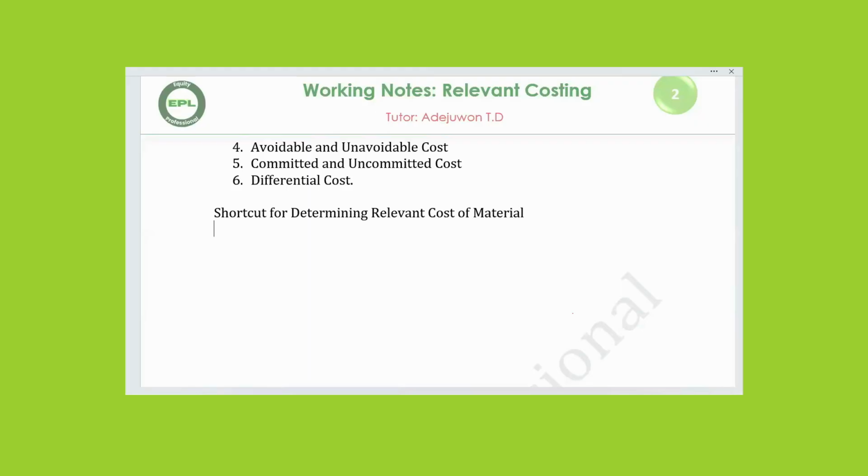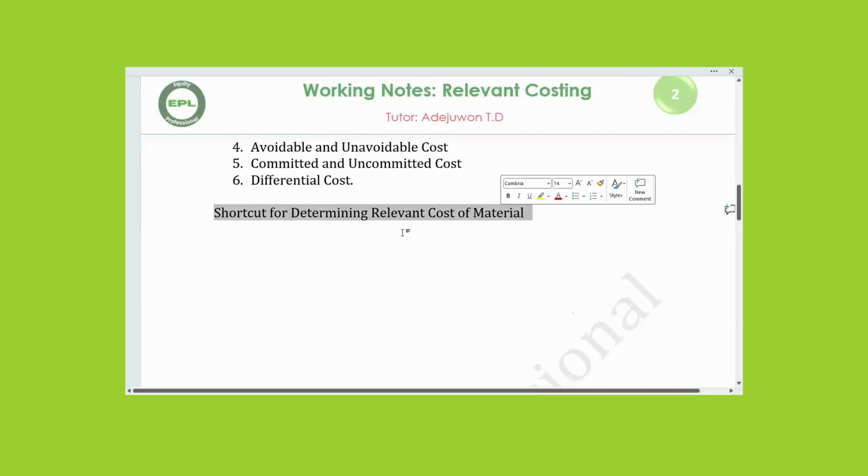The bottom line, the areas where students may have challenge is the ability to interpret the question in relation to relevant cost of material and labor. So if you understand the concept, if you know this shortcut, then you already know relevant costing question. You can solve any relevant costing question. So let's take it one by one. What are you supposed to do? Anytime you see material in a question, how do you treat it? That is what we want to discuss.